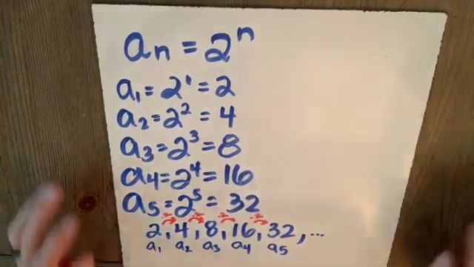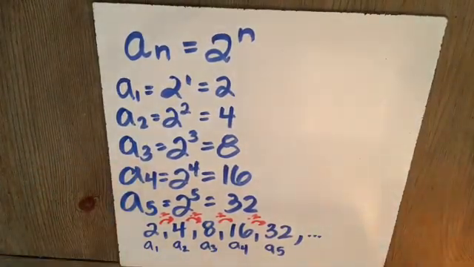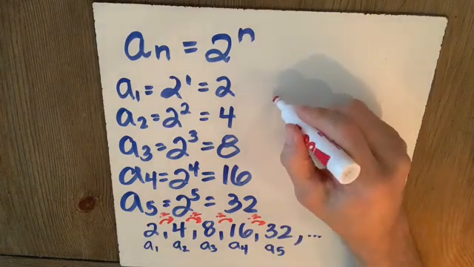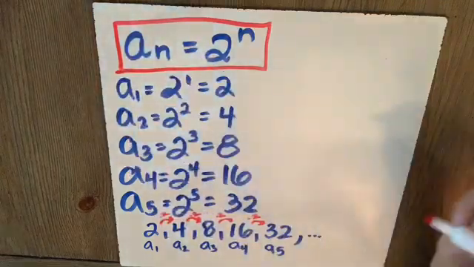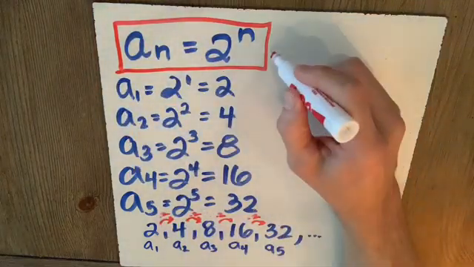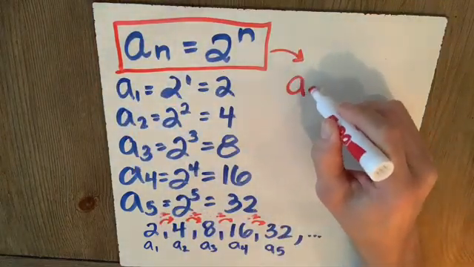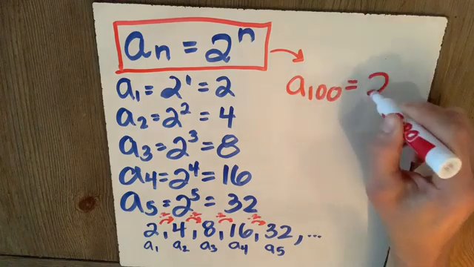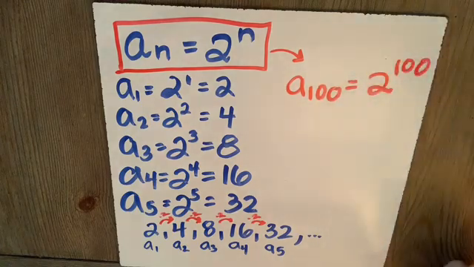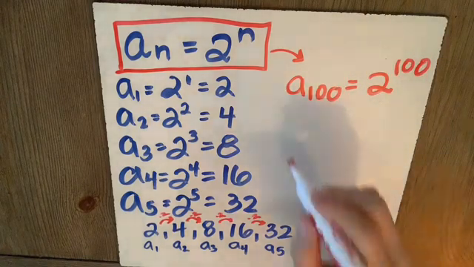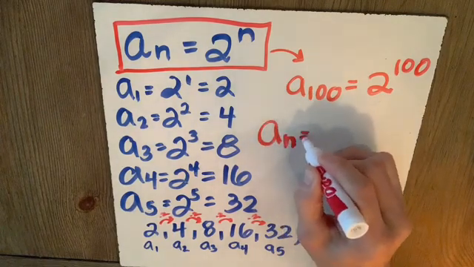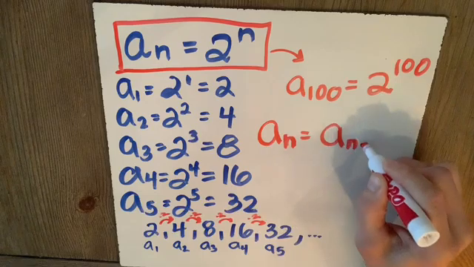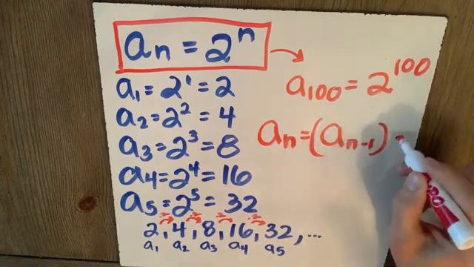Well, remember, recursive formulas depend on the other terms, not necessarily the term before it. But if this is our explicit formula to give us any term, the advantage of this explicit formula is I can find A100 very quickly. I don't know offhand what 2 to the 100th power is, but the recursive formula would be AN is equal to AN minus 1 times 2.